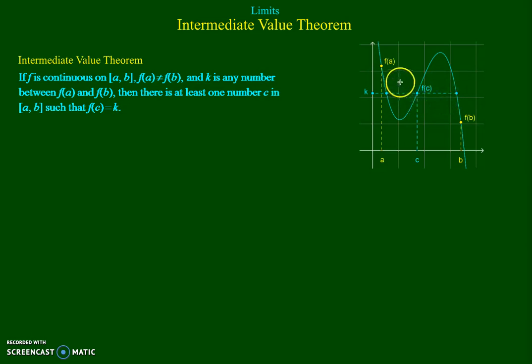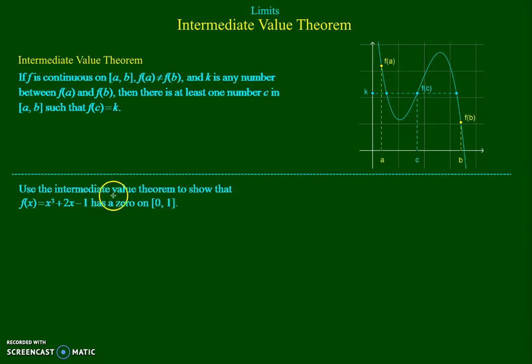Now, keep in mind, this theorem doesn't say anything about how to find this c value. This is what's known as an existence theorem. It tells you that the c must exist, but it doesn't tell us how to find it. But it's a very important theorem that helps prove other theorems and is used to gain insight into the behavior of functions. So let's look at an example here.